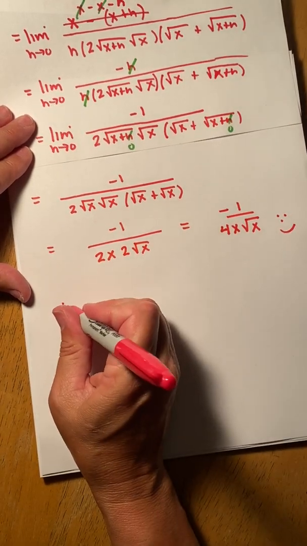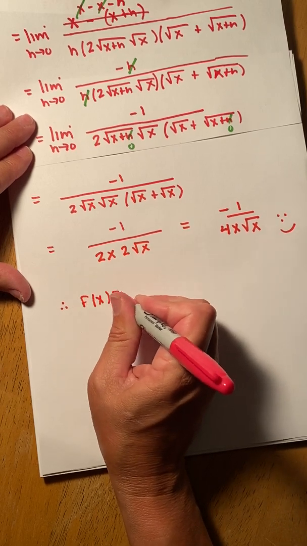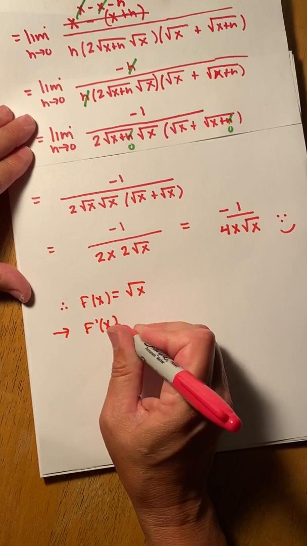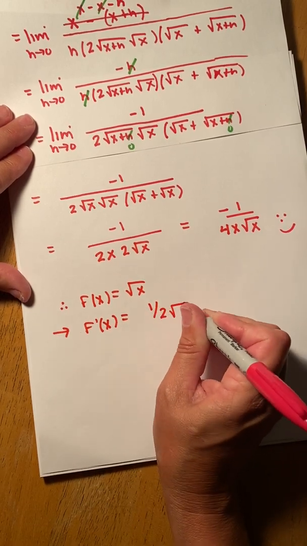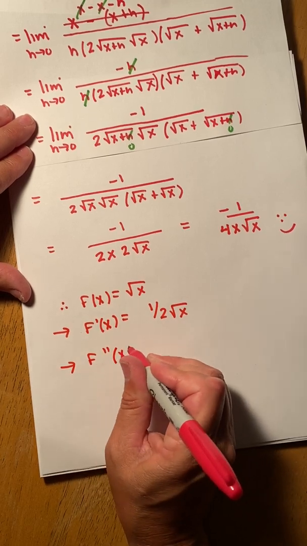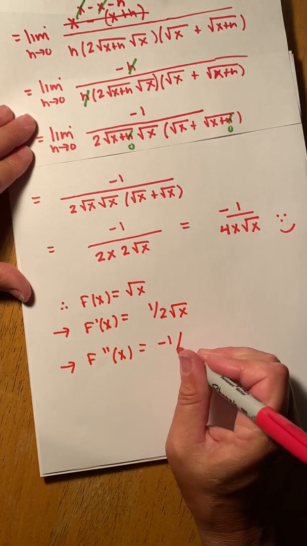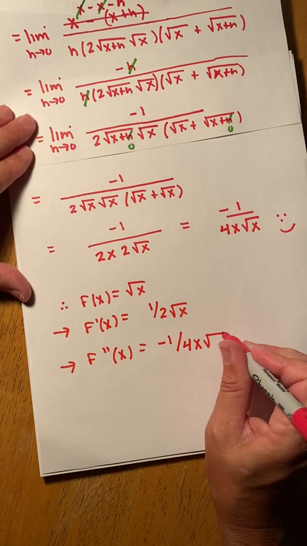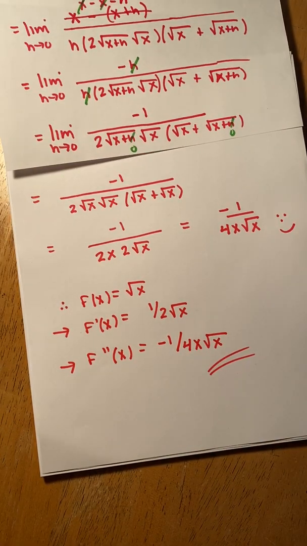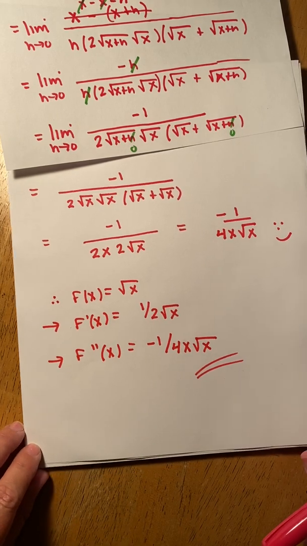So therefore, if f of x equals the square root of x, then its first derivative is 1 over 2 square root of x. And its second derivative would be negative 1 over 4x square root of x. Yes, we did it. Good job. Hanging in there. Whoops, I got a little crooked.